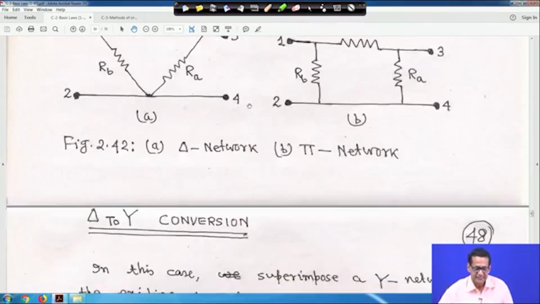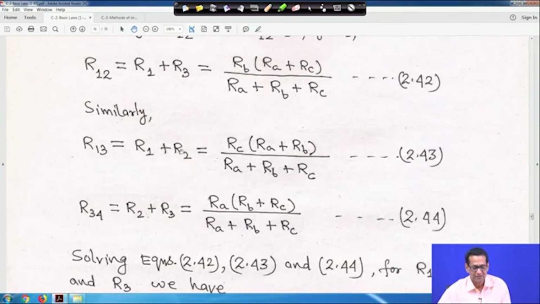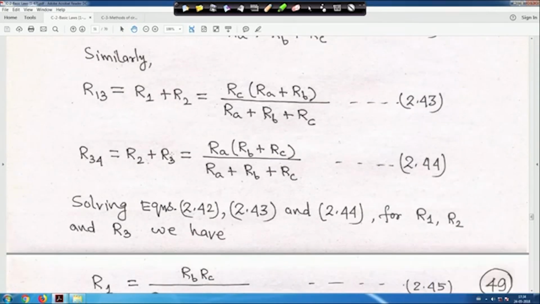That is why you are writing this equation: R13 is equal to R1 plus R2, equal to RA plus RB into RC by RA plus RB plus RC. This is equation 43. Similarly, the third one, R34, you can find out the same way. I need not repeat it again. Now, things are understandable to you, right. Similarly, R34 will become R2 plus R3 for star, and for delta you will see RB plus RC is in parallel with RA. Because RB and RC are in series, it is RB plus RC into RA divided by RA plus RB plus RC.